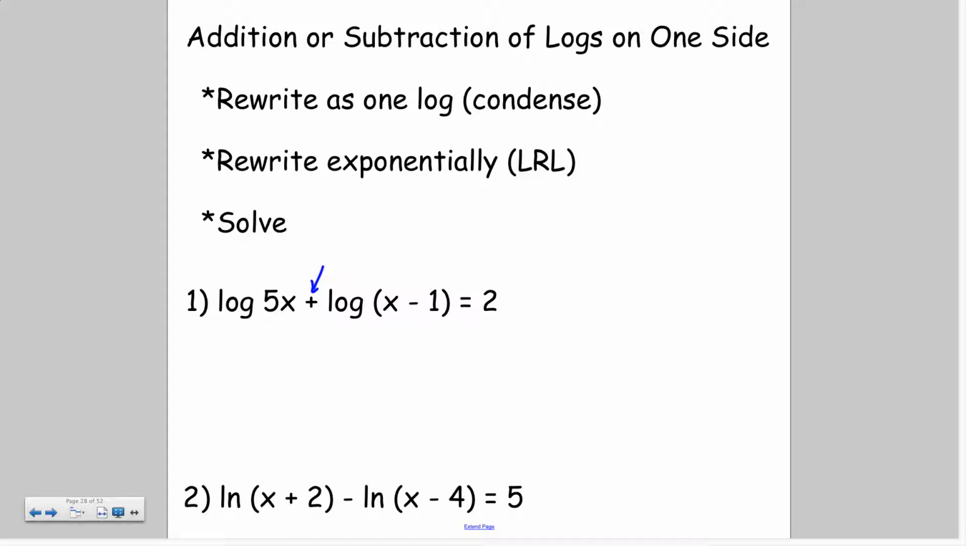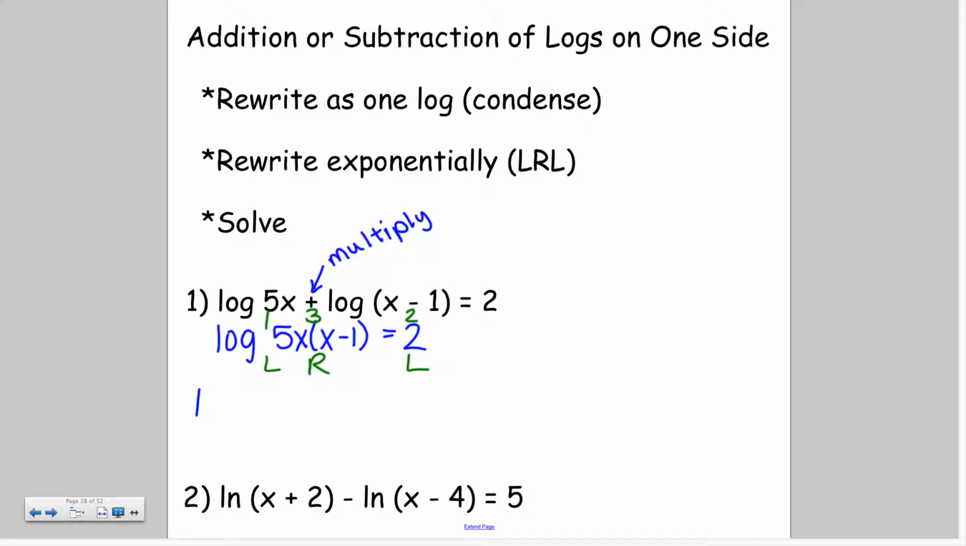All right, so if we look right here, we're multiplying or adding, so that means when we condense, we're going to multiply. All right, so we're going to go down to one log. So log, and there's not a base there, so it is a common base, which is log base 10. So 5x times x minus 1, because we are multiplying, is going to equal 2. So now we can do left, right, left.